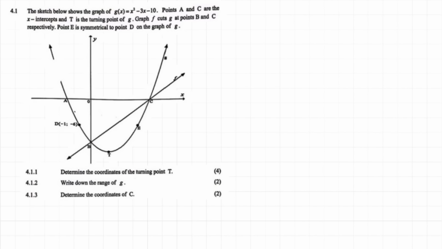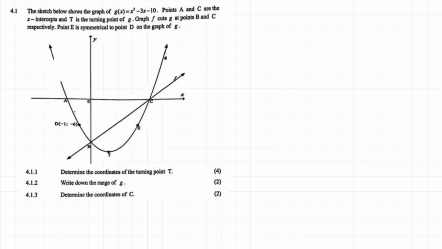So 4.1, they say in the sketch below, the graph of G, as we can see, points A and C are the x-intercepts, and T is the turning point of G. The graph of F cuts it there. We can see point E is symmetrical to point D on the graph of G. I think that is going to be useful in our following questions, but for now, we can move on.